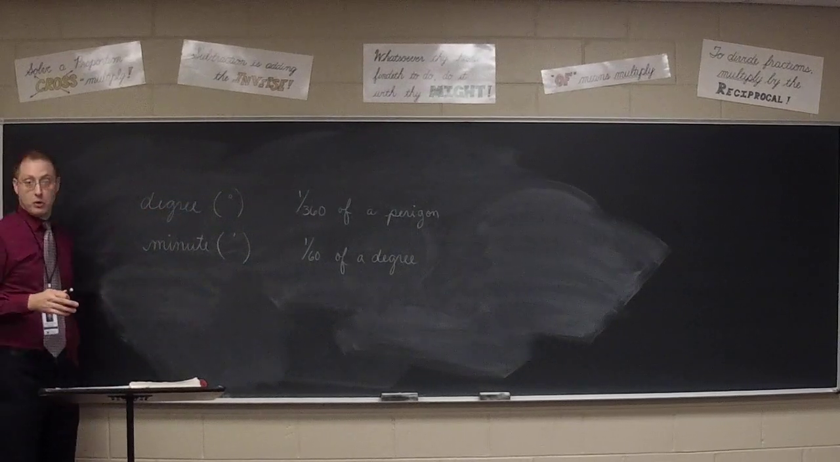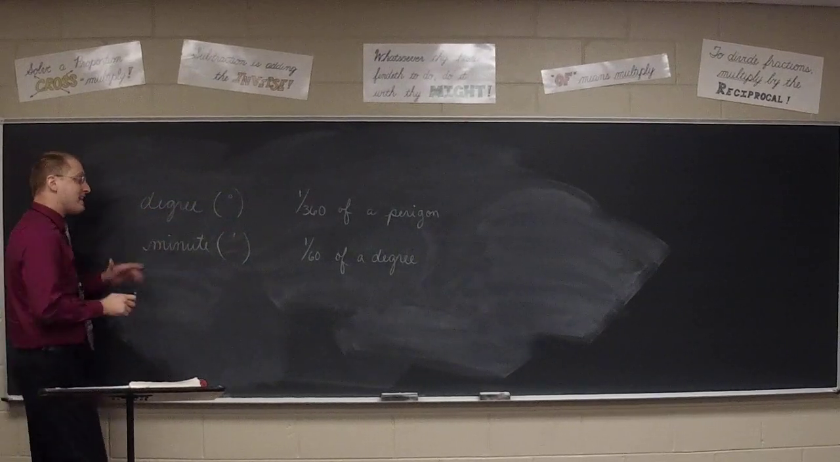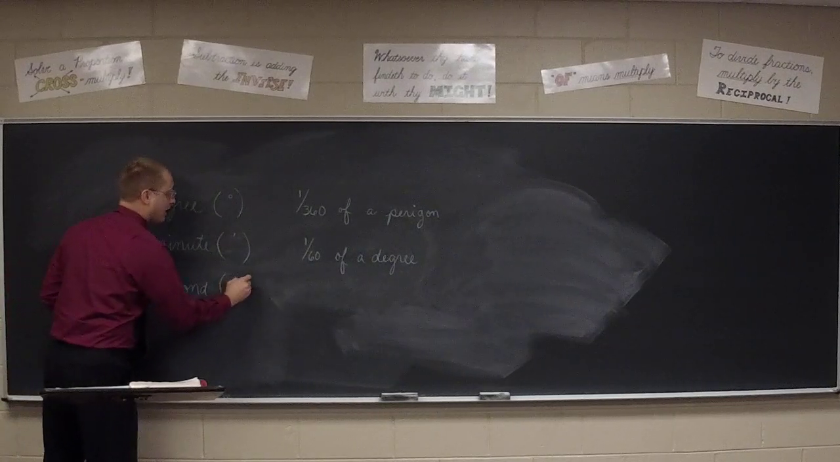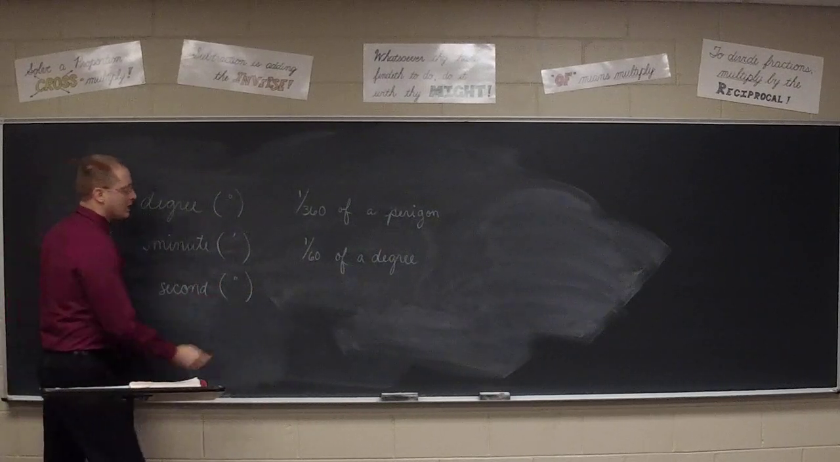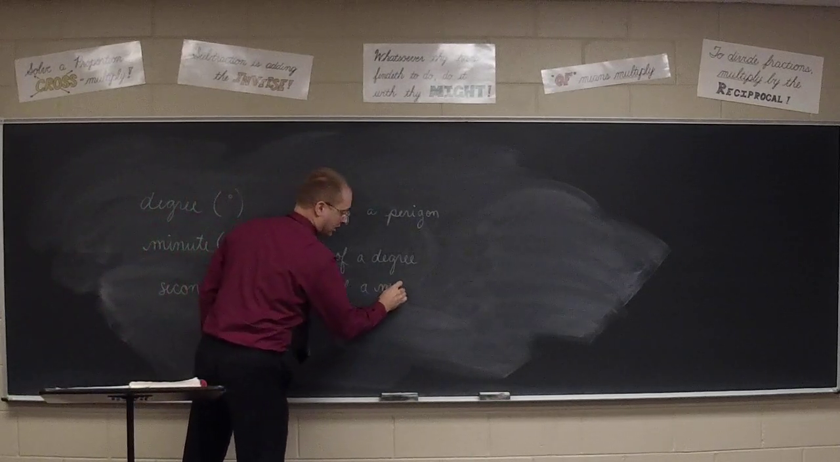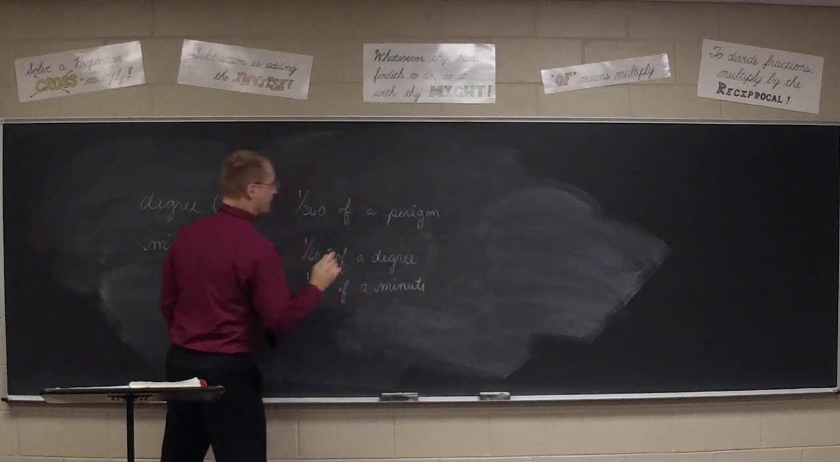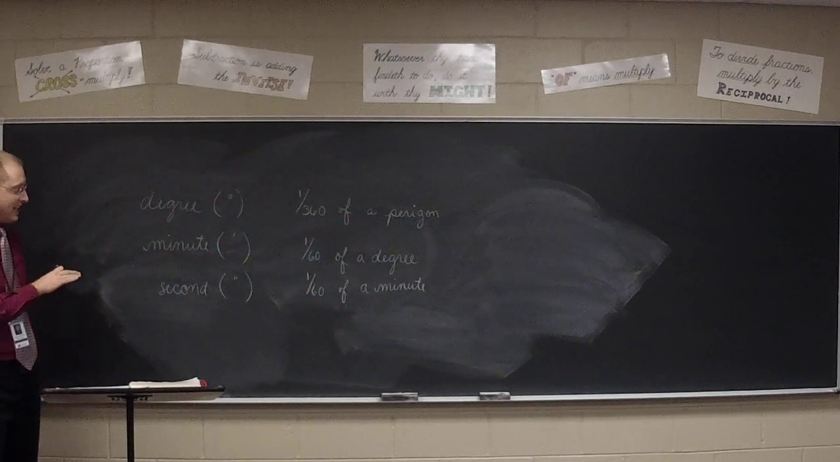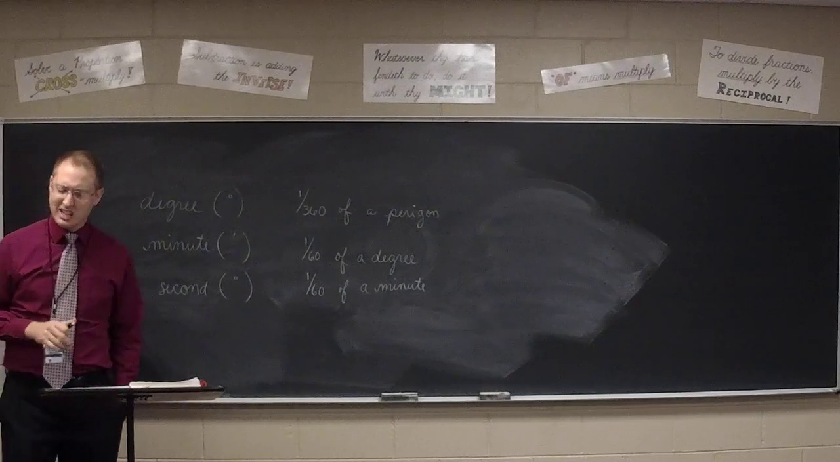For that matter, we could further subdivide minutes into seconds. So a second, notated with a double raised tick mark, is defined as 1/60th of a minute. Conveniently, that's the same definition we have for time. Okay, so a second is 1/60th of a minute. We're like, man, that gets really detailed.